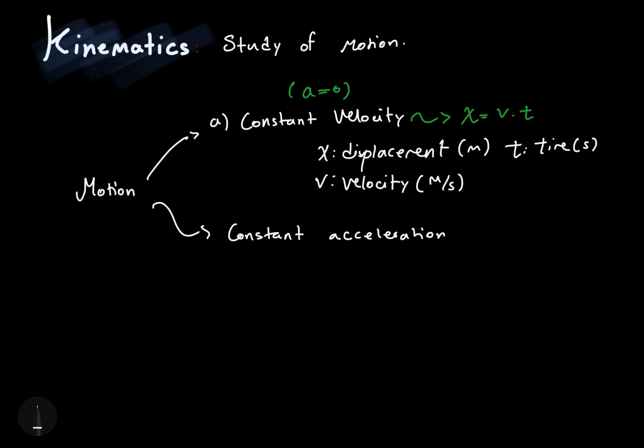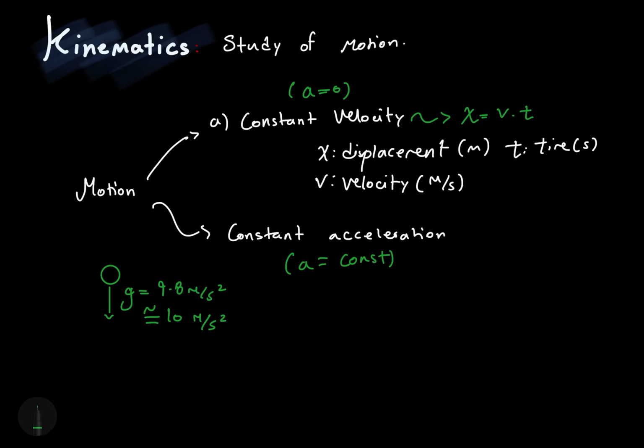Now, constant acceleration is a type of movement which is the main focus of this chapter. It's a type of movement in which the acceleration is no longer zero. In fact, it's usually a constant number. For example, the acceleration of free-falling objects on Earth is usually a constant number, which is the acceleration due to gravity, roughly 9.8 meters per second squared. For the ease of calculations, we usually round it up to just 10 meters per second squared.